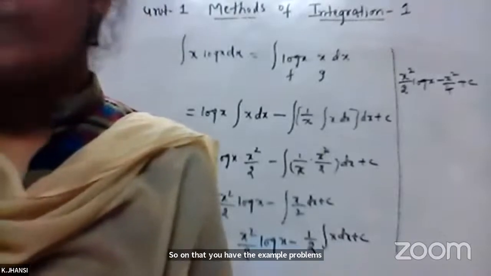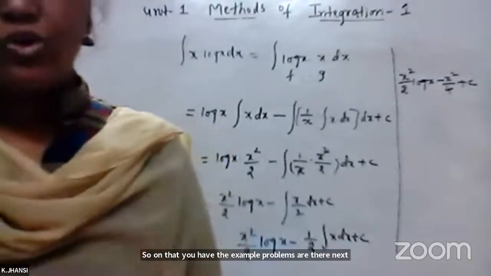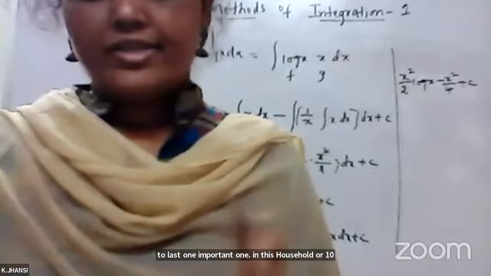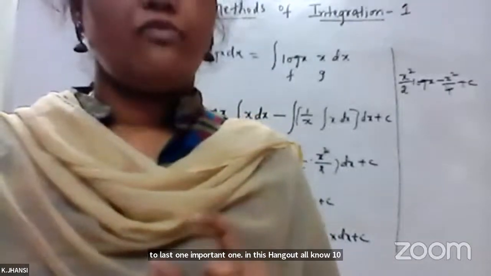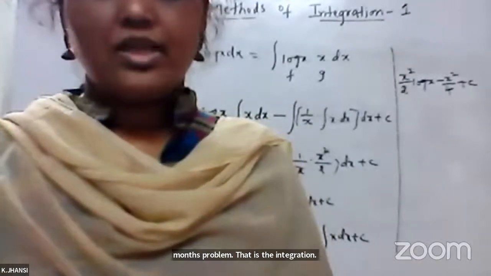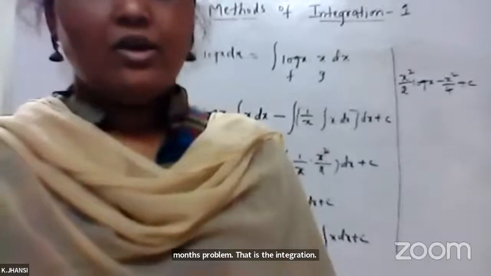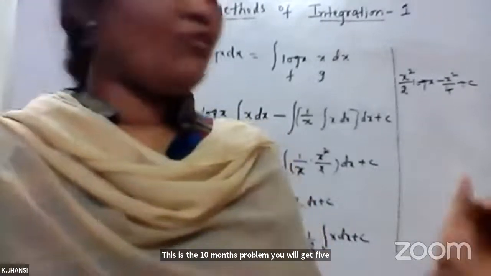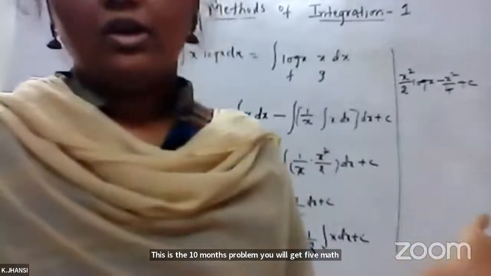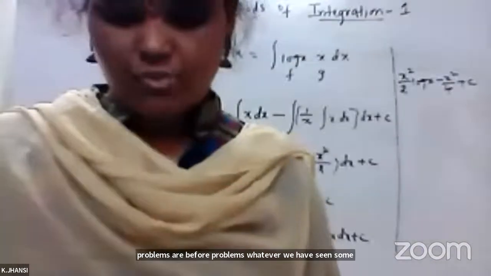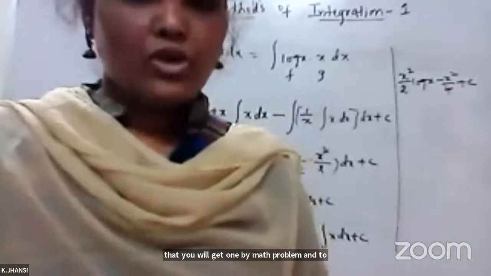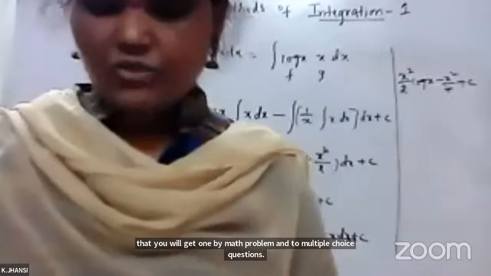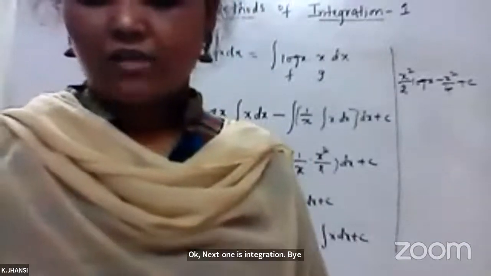Next, last one, important one. In this I have told a 10 marks problem, that is the integration by partial fractions method. This is the 10 marks problem. You will get 5 marks problems from the earlier problems, whatever we have seen. From that you will get one 5 marks problem and 2 multiple choice questions. Okay. Next one is integration by partial fraction method.